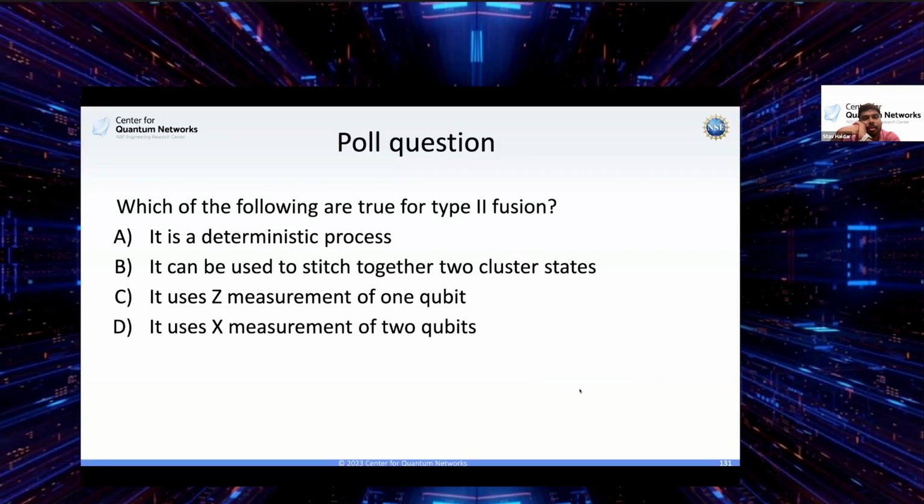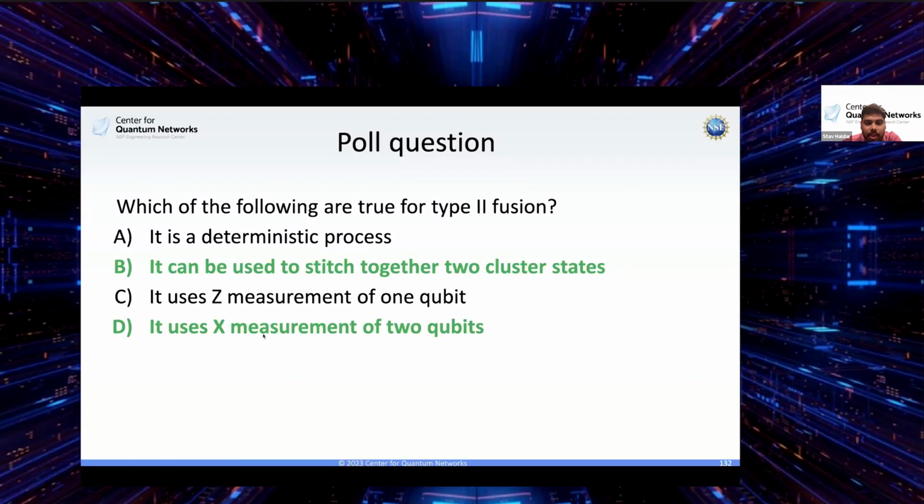All right. So, many people think that it's a deterministic process. That's not true. It can be used to stitch together two cluster states. That's absolutely true. Uses Z measurement of one qubit? No, type 1 fusion uses measurement on one qubit, and that also is not a Z measurement. And for type 2, you have X measurement of two qubits, which is correct. So the correct options are B and D.